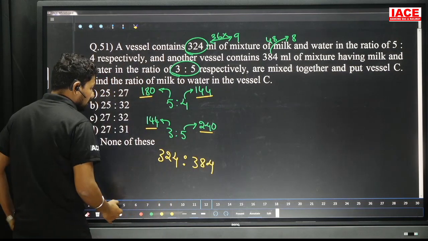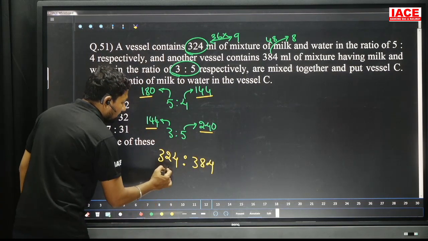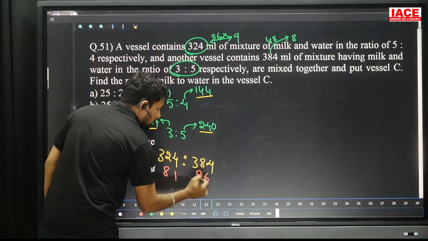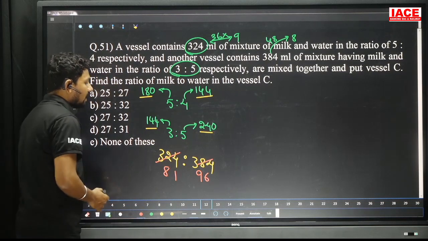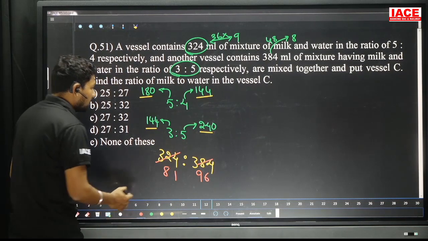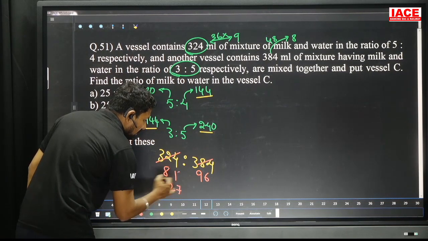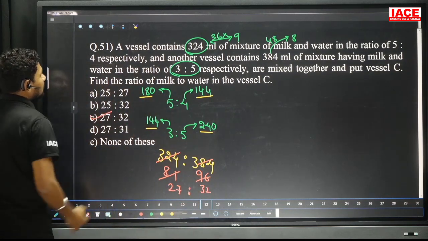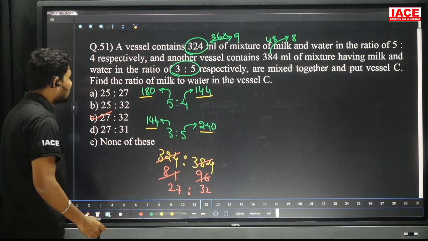And both will be cancelled with 4. Try to cancel the numbers. 4 twos are 8, 4 nines are 36, and 4 sixes again, it is 96 and 81. Both are cancelled with what number? 3. 3 nines are 27 and 3 thirty-twos, then the final answer is 27 is to 32, option C here. Let's move to the next example.